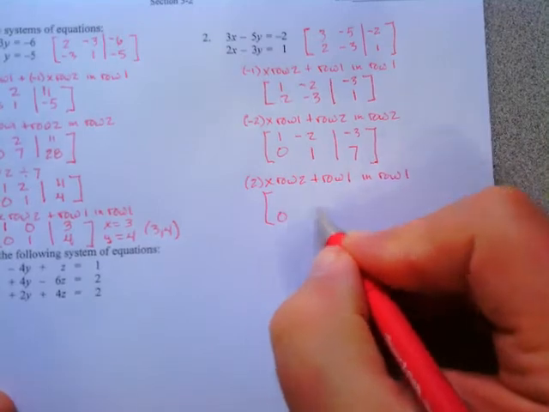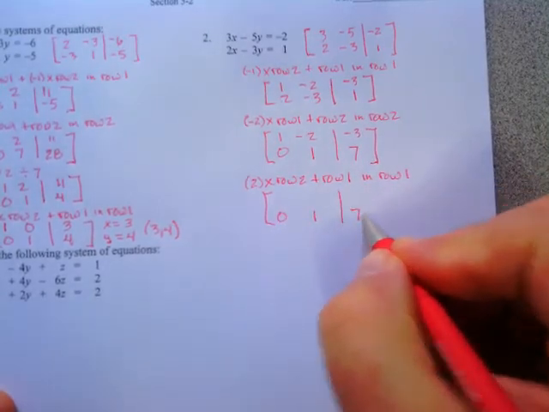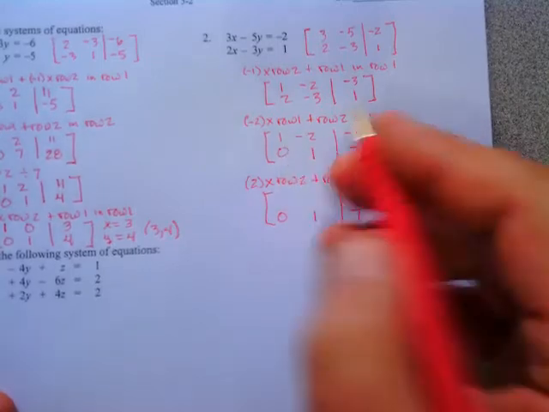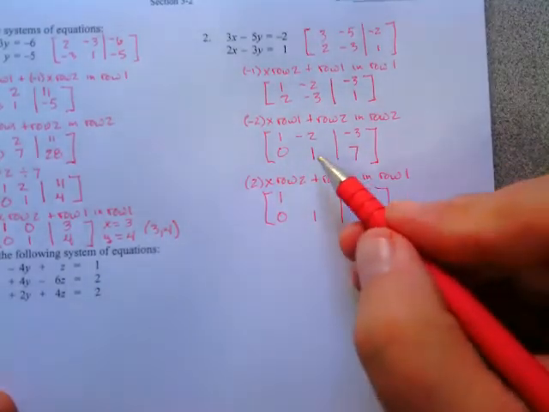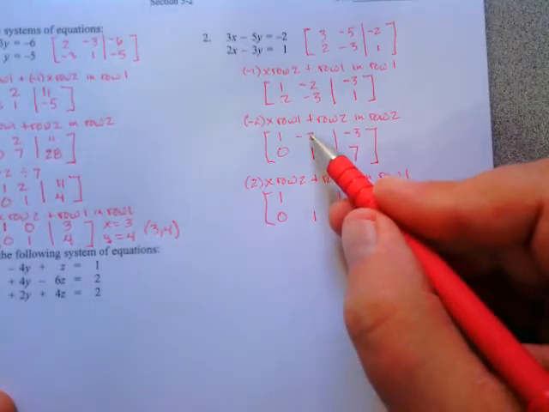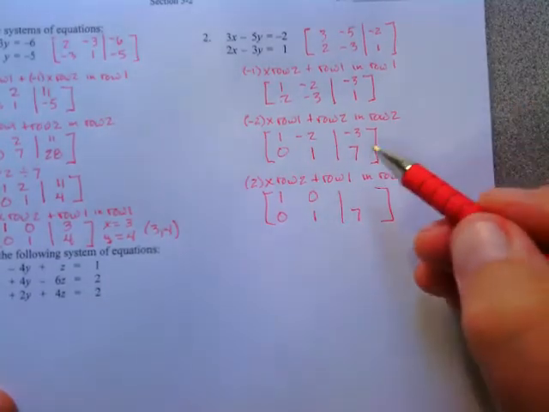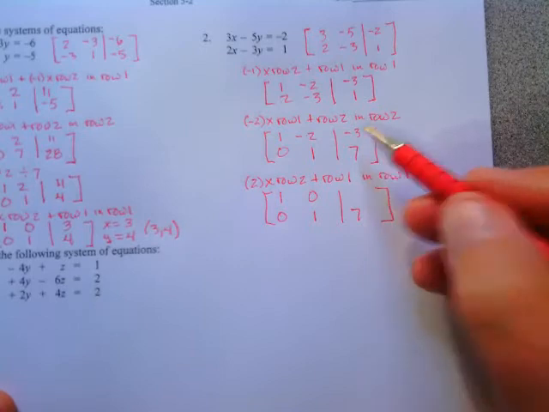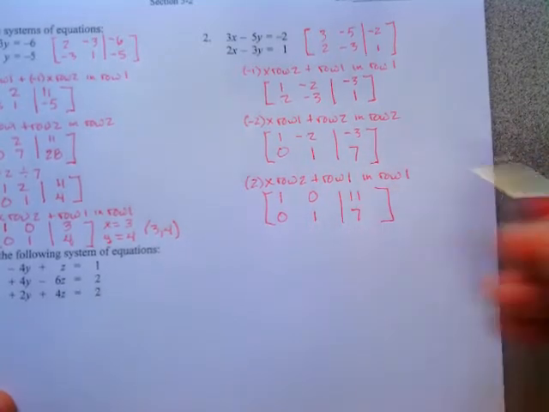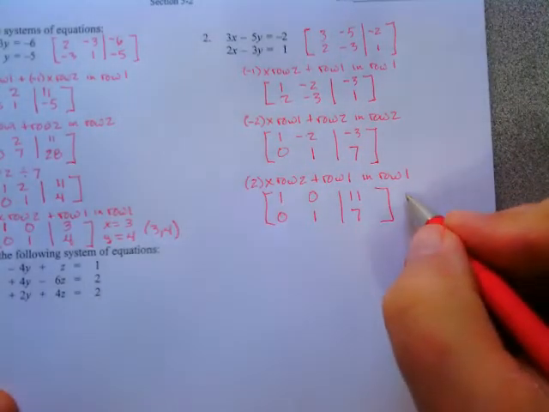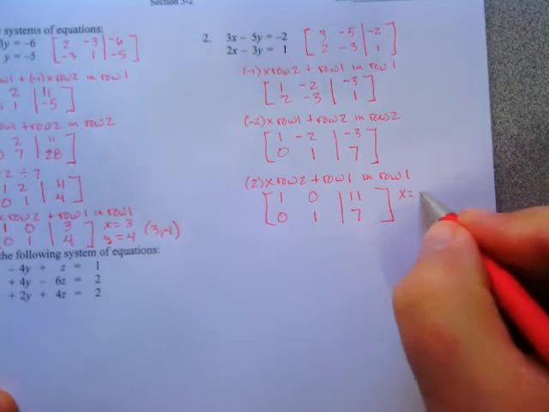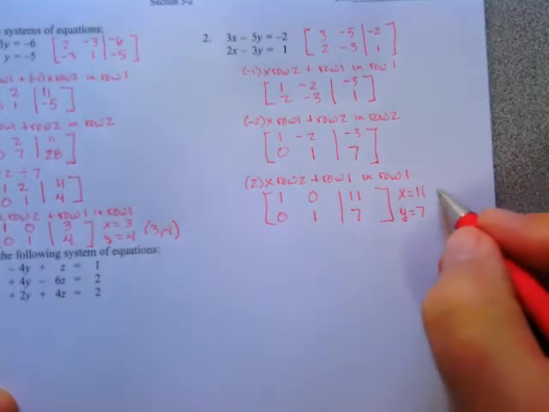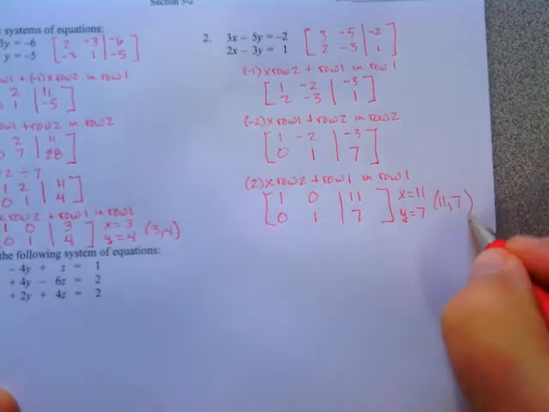So row 2 isn't changing. And in row 1, 2 times 0 plus 1 is 1. 2 times 1 is 2 plus a negative 2 is 0. 2 times 7 is 14. 14 minus 3 is 11. And so I'm left with x equals 11, y equals 7, and my answer is 11, 7.